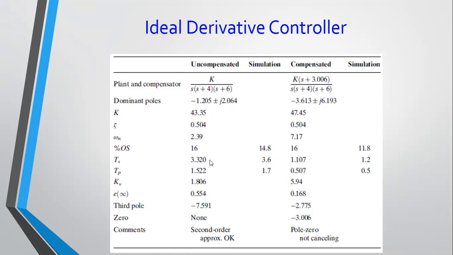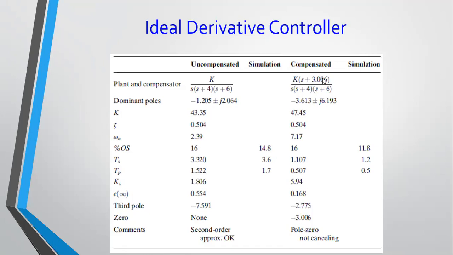Simply because this is a second order approximation. The system is third order here, and you're approximating that by a second order system. So when you do simulation, you can find it is slightly different. Your overshoot is not 16%, it's actually 14.8. So we expect to have slight differences like we discussed before.